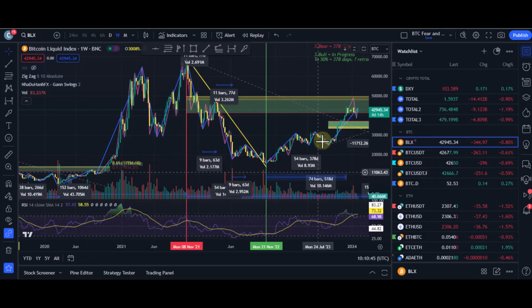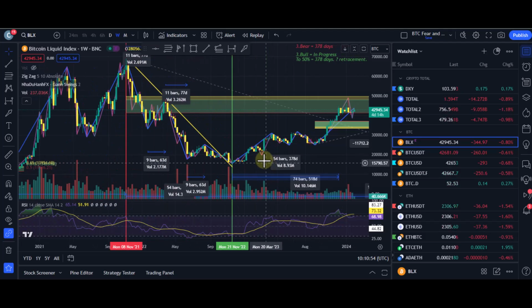The only disadvantage to using the BLX chart is that it's a day late, 24 hours prior, so you don't get today's data. But that's okay for the macro. It's a much more accurate form of the data. So that's why I use the Bitcoin Liquid Index. Get that on your chart.